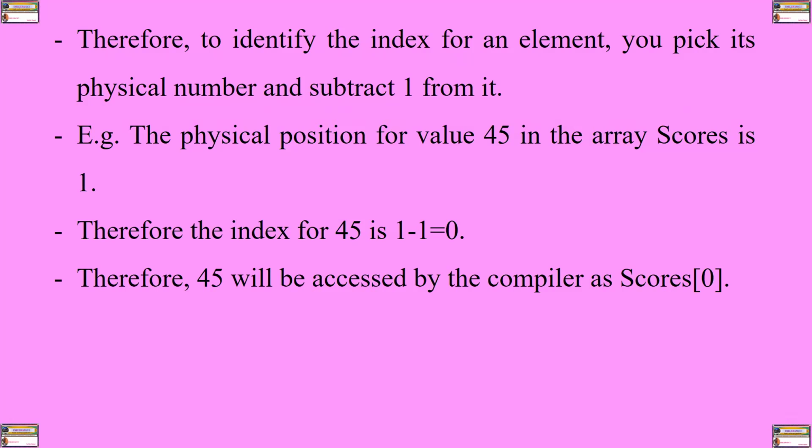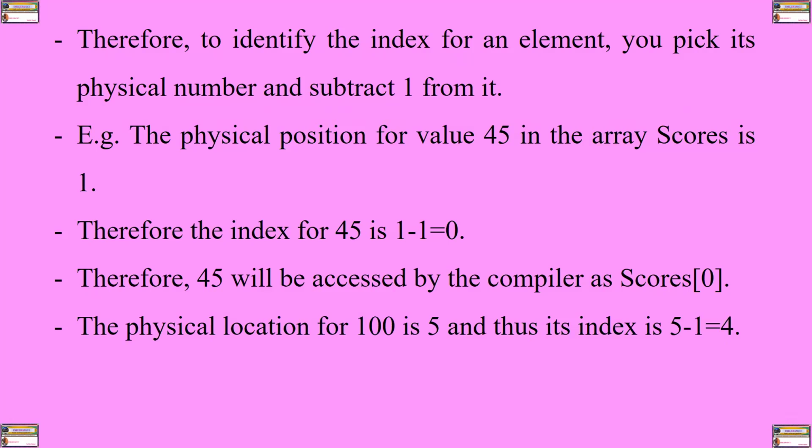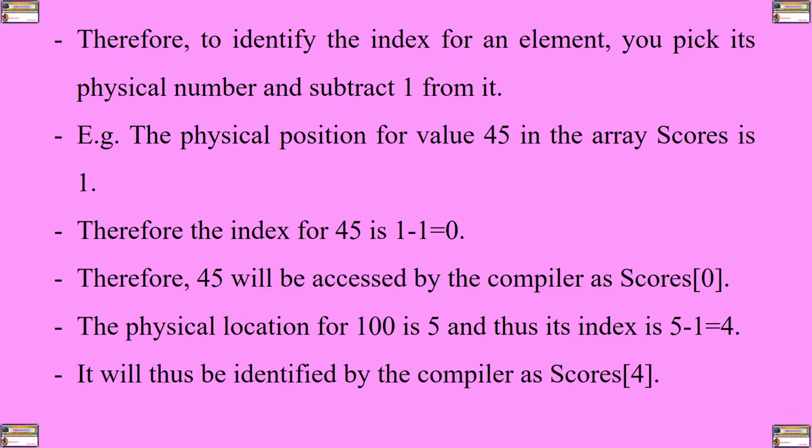And remember that if the name of the array begins with uppercase S, Scores, and another one begins with a lowercase s, scores, those will be two different arrays because C is case sensitive. The physical location for 100, as we have seen, is 5, and thus its index is 5 minus 1, which is 4. It will thus be identified by the compiler as scores with subscript 4 enclosed in square brackets.